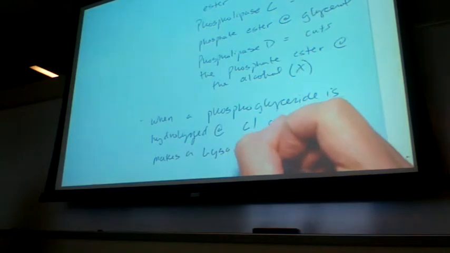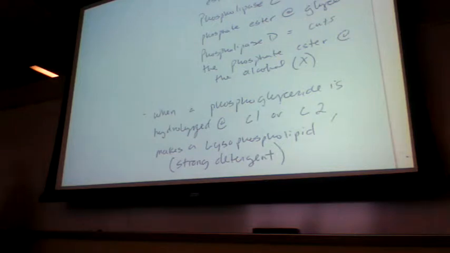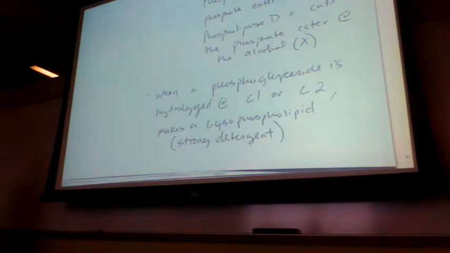It makes what's called a lysophospholipid. And this is a strong detergent. Okay, so when you have two fatty acid tails, two fatty things, you make great lipid bilayers. And that's what you need for a cell membrane. If you have one fatty acid, then you're looking at something that resembles soap or detergents. And those do not make lipid bilayers. They're going to destroy lipid bilayers. So again, that's why snake venom causes a lot of damage.